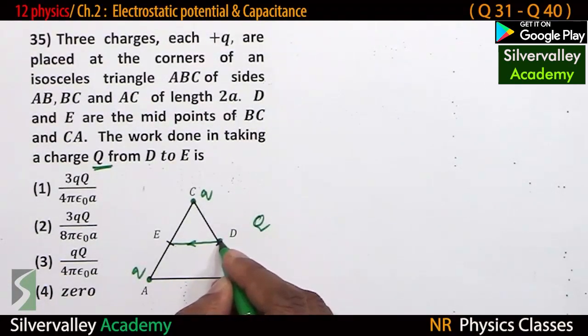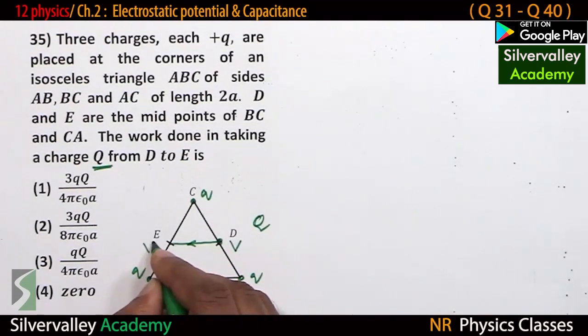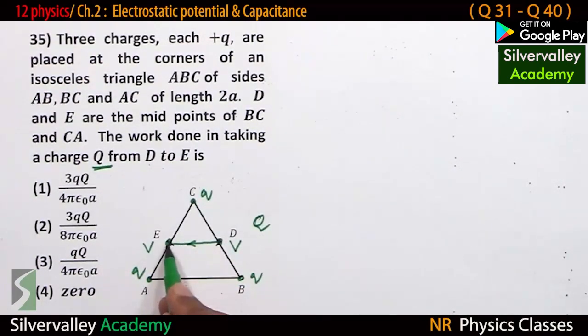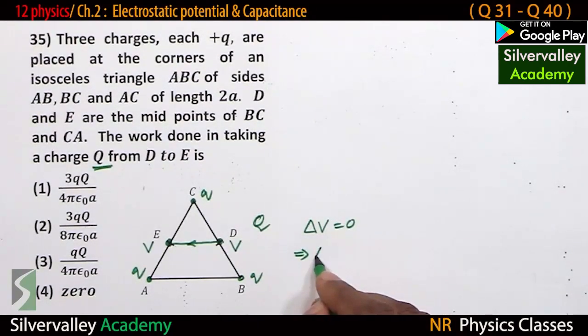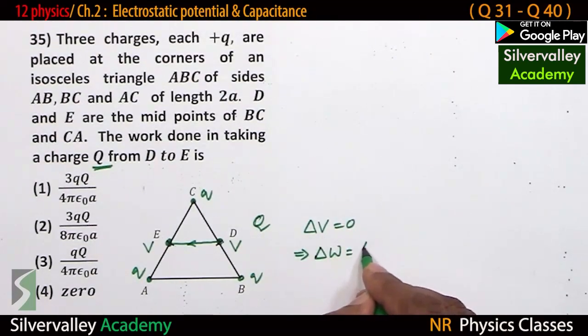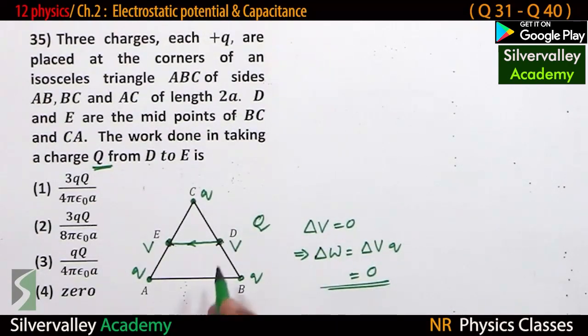This D is at some potential. E is also at the same potential. These two are equipotentials. Students understand, I am not telling this line is equipotential line. These 2 points are at equal potentials. Equal potentials means potential difference is 0, implies work done is also 0. Delta W is potential difference into charge. So this is 0. Now why these 2 points are at same potentials?